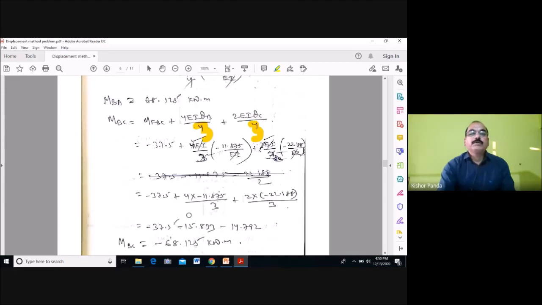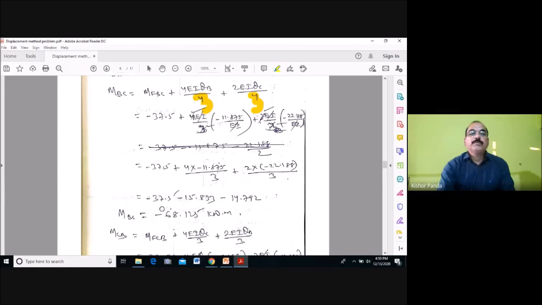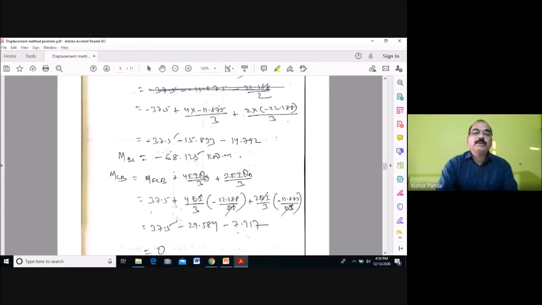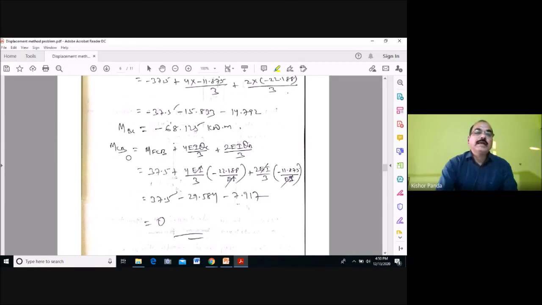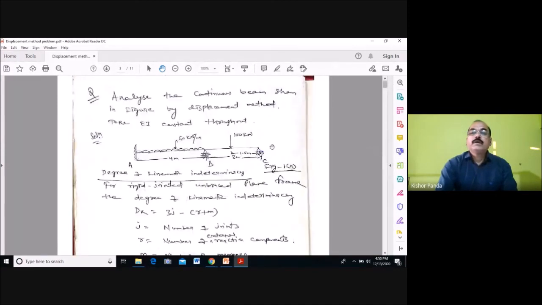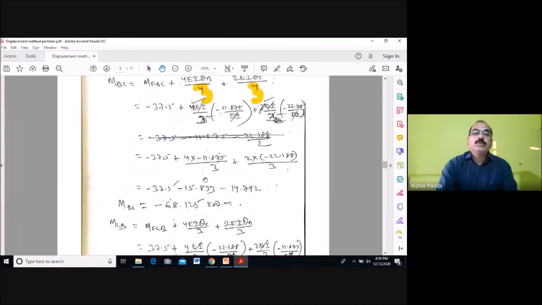Always you have to check that MBA plus MBC should be 0 at joint B, because here you got plus and this side you got minus. Then find MCB: MFCB plus 4EI theta C by 3 plus 2EI theta B by 3. After putting in theta C and theta B, you got 0, because you know the moment at that end is 0, as it is a simply supported end. Here the end is simply supported, so there is no moment. So after adding, finally you will get that the moment is equal to 0.